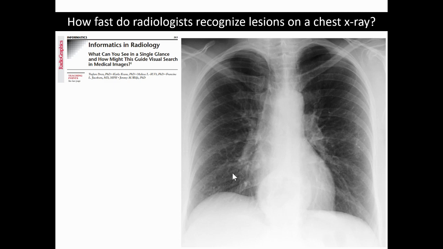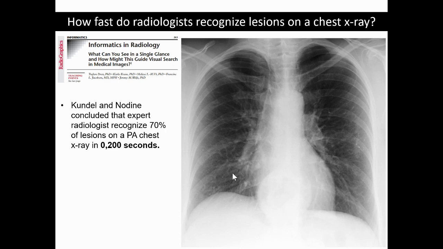Now, have you ever wondered how fast an expert radiologist can recognize a lesion on a chest X-ray? It turns out that it's actually less than 1 second in which an expert can recognize about 70% of lesions on a PA chest X-ray. And that has to do with the fact that expert radiologists are quite used to looking at chest X-rays and used to looking at the normal. So when they are seeing something abnormal, it sort of stands out unconsciously, and that's why it's so fast.